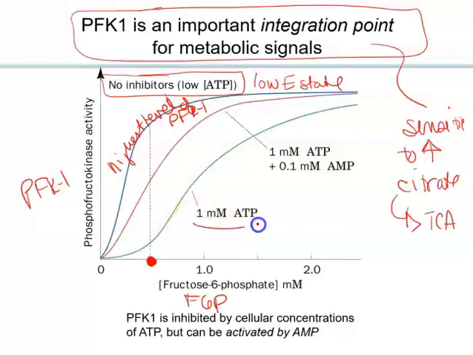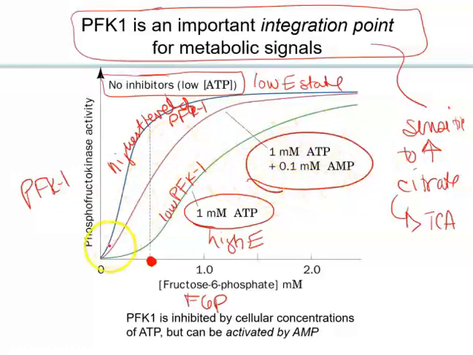If we have high energy within the cell, we have low PFK1 activity. We've got a lot of ATP. We don't need more ATP, so why don't we shut down glycolysis? Look what happens on this red line in the middle here.